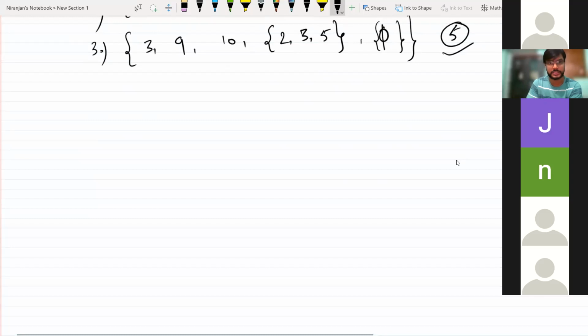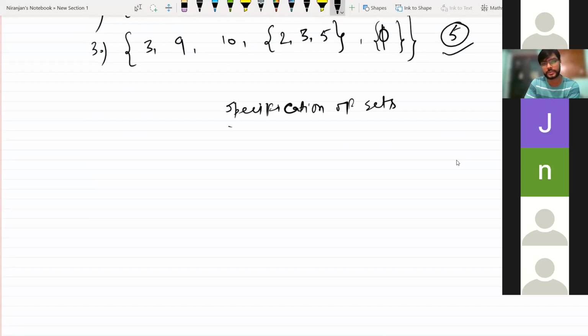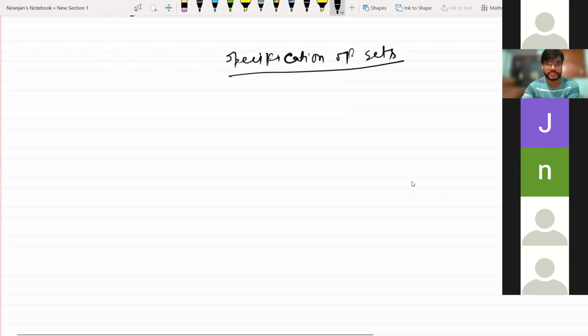Let's move on to the next part. That is the specification of a set. This is not important right now from an exam point of view, but I'm telling you because if you get into economics school, they start from this particular point.